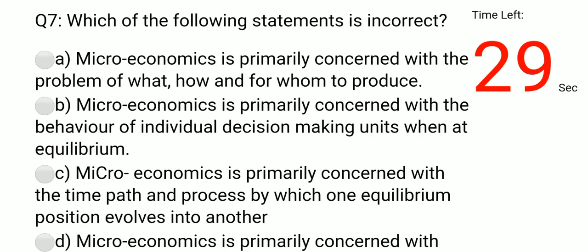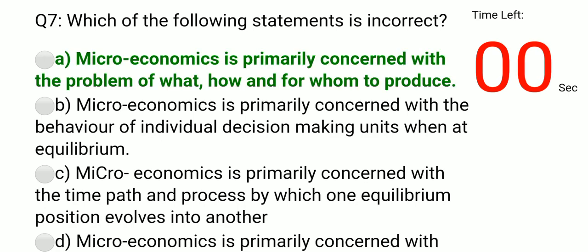Question 7. Which of the following statements is incorrect? Options. A. Microeconomics is primarily concerned with the problem of what, how, and for whom to produce. B. Microeconomics is primarily concerned with the behavior of individual decision-making units when at equilibrium. C. Microeconomics is primarily concerned with the time path and process by which one equilibrium position evolves into another. D. Microeconomics is primarily concerned with comparative static rather than dynamics. Answer. A. Microeconomics is primarily concerned with the problem of what, how, and for whom to produce.